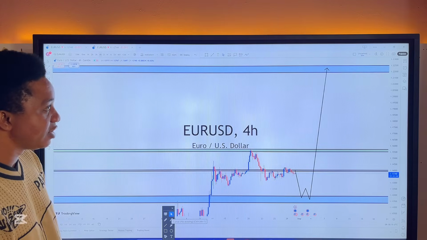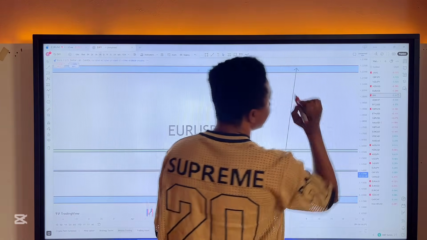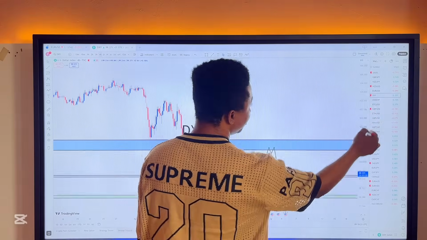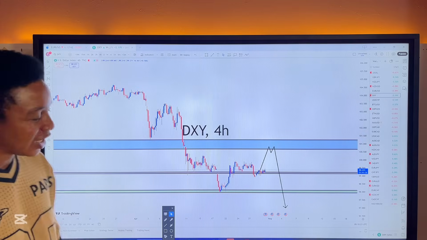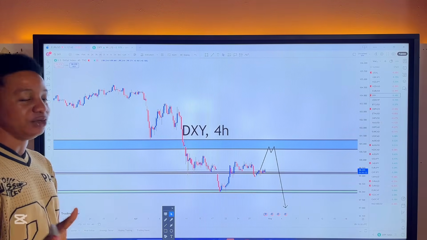Let's take it again to the next one on the list. What's the next one on the list? Let's go all the way to DXY. Okay, you know we can't do EURUSD without doing DXY. We need to understand the flow of DXY so we can also predict EURUSD accurately.